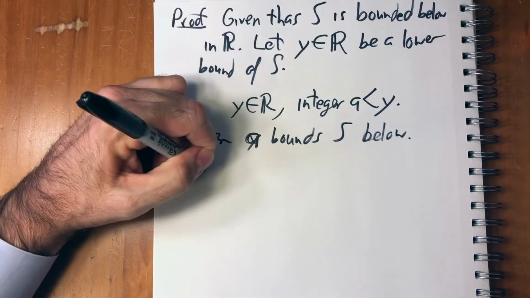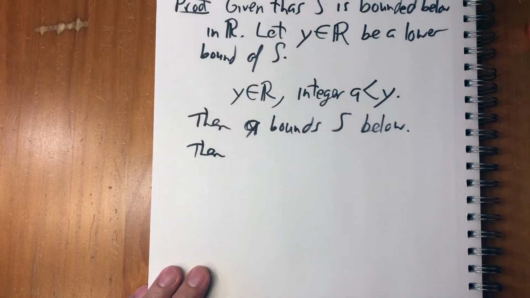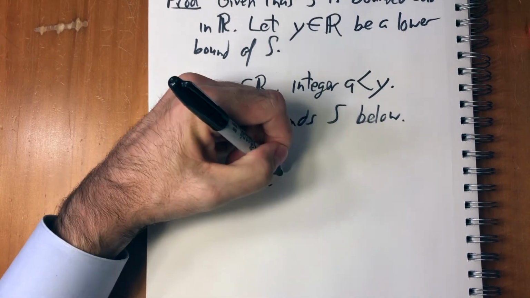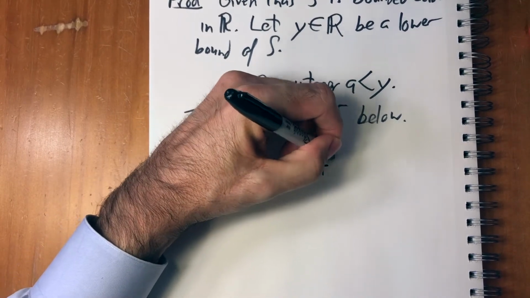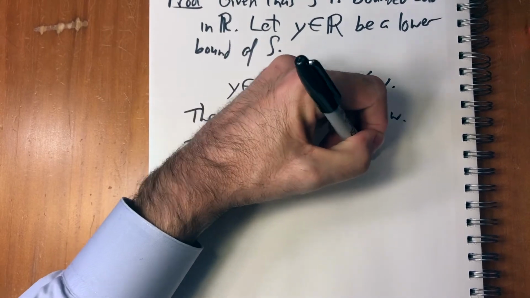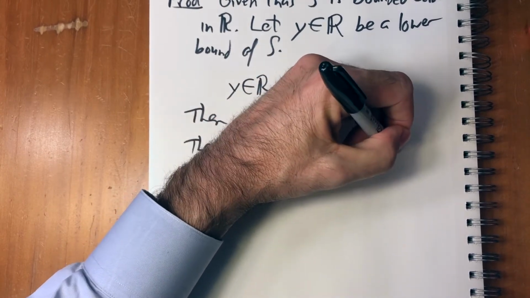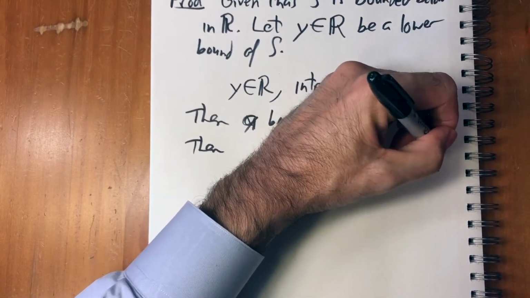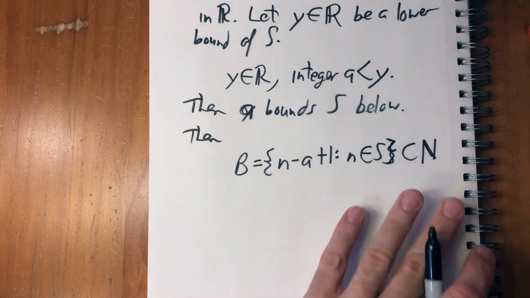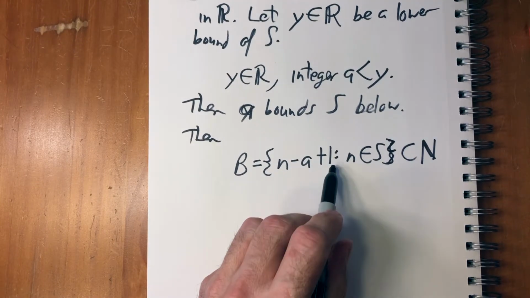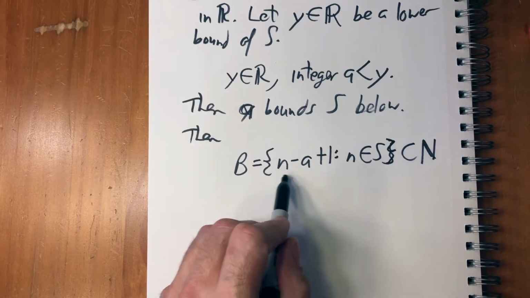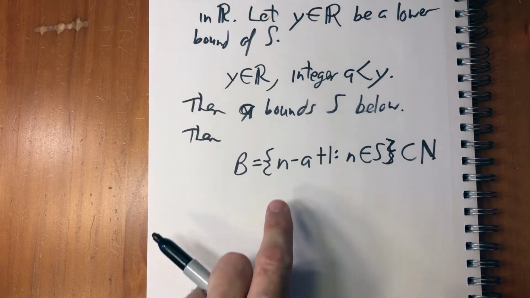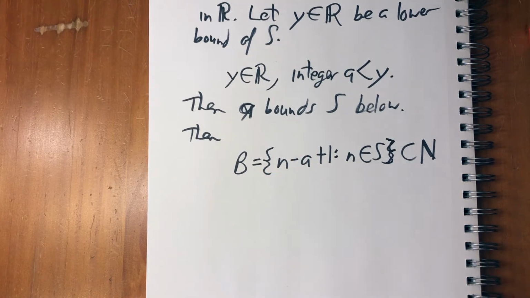Then we're going to make another set, B, consisting of n minus A plus 1, for all n in S, and that is a subset of the natural numbers. So what this means is, I always have trouble with these kinds of simple algebraic manipulations. It always takes me a little bit of time to get it into my head what we're saying here in a natural way.